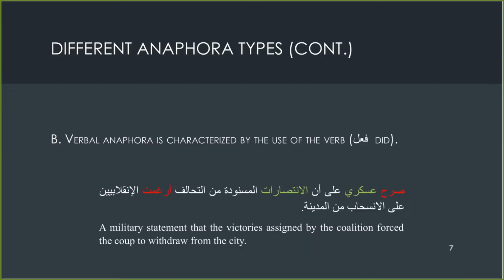Moving to the second type of anaphora, which is the verbal one. Verbal anaphora is characterized by the use of the verb "did", as illustrated in the example on the screen. So the anaphora tackled in this work are the pronominal ones and the verbal. Till this time, there is no work on the second type, the verbal, so this work is the first on verbal anaphora.